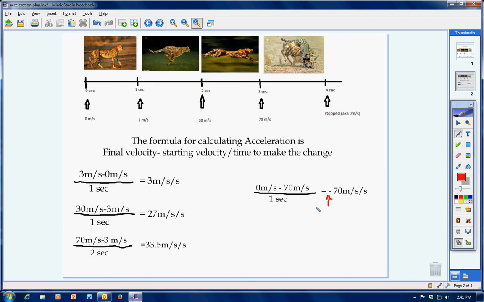So you have to be careful that you always do these in the correct order. Final velocity minus starting velocity divided by time. Because if you mix them up, then you might get a positive number when you need a negative number or vice versa. So that's that.